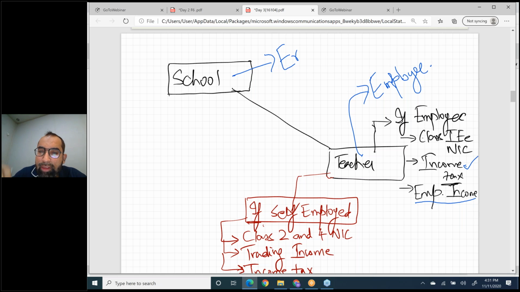Now when this teacher is an employee then the school is the employer. Then the school has to pay class 1 employer NIC on this teacher's behalf, and class 1A NIC if the school is providing non-cash taxable benefits. One more thing, when the teacher is an employee, then the school has to deduct pay as you earn. I hope you remember, the school has to deduct PAYE for this teacher and submit it to the tax department. These all are the consequences.